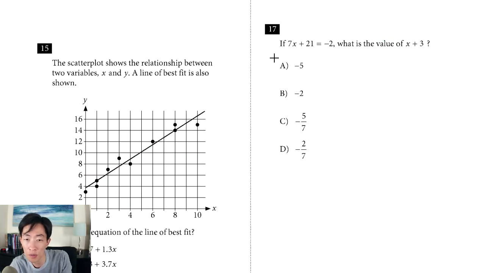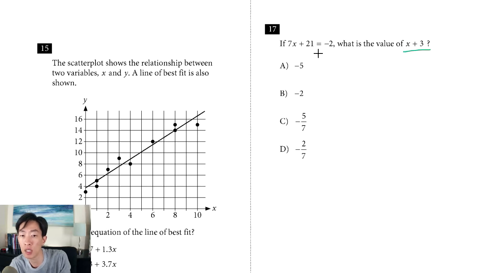Question 17, if 7x plus 21 equals negative 2, what is the value of x plus 3? Now you could do this the way that they teach you in school, which is subtract 21 from both sides, divide by 7, and then solve for x, and then add 3. That's going to give us some fractions, which are kind of annoying because I don't like fractions. On the SAT, in a problem like this, they're actually rewarding you for seeing something.